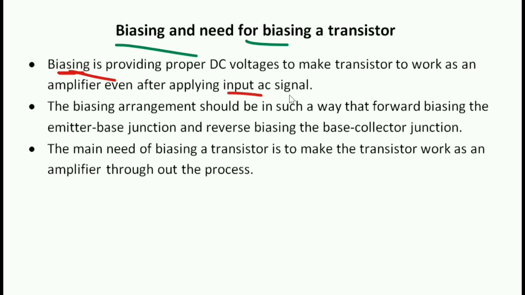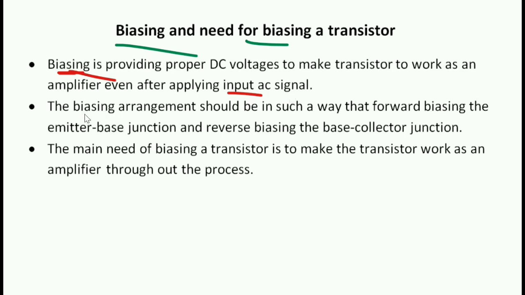This AC signal may transfer the transistor's Q point from the active region to the saturation region or to the cutoff region. This will not help us to give faithful amplification at the output. To provide proper amplification and proper output, biasing is required.